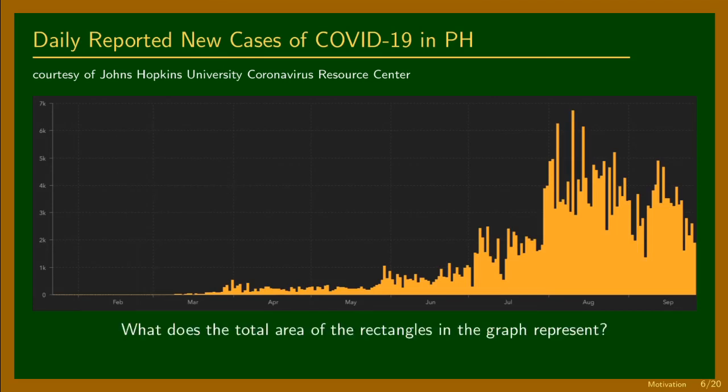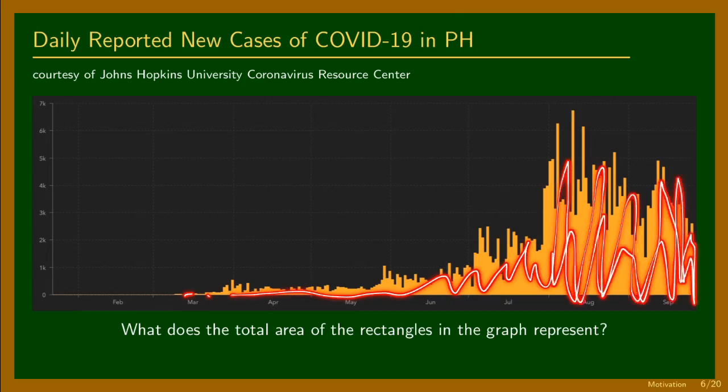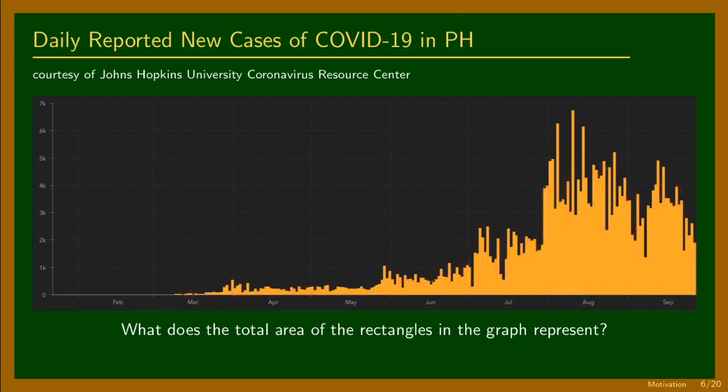So our question is, what does the total area of the rectangles in the graph represent? Of course, we have an answer to that. The total area is the total number of confirmed reported cases of COVID-19 from the start up to the end of the graph. Here I took this yesterday, so as of recording, kapag in-add mo yung area nito, yun yung magsasabi kung ilan na yung COVID-19 cases sa buong Pilipinas. Okay?